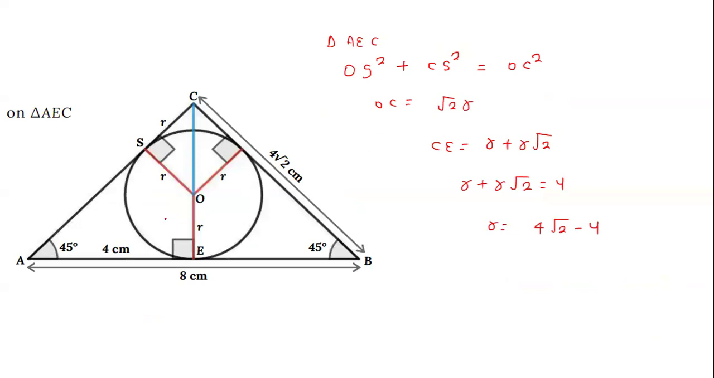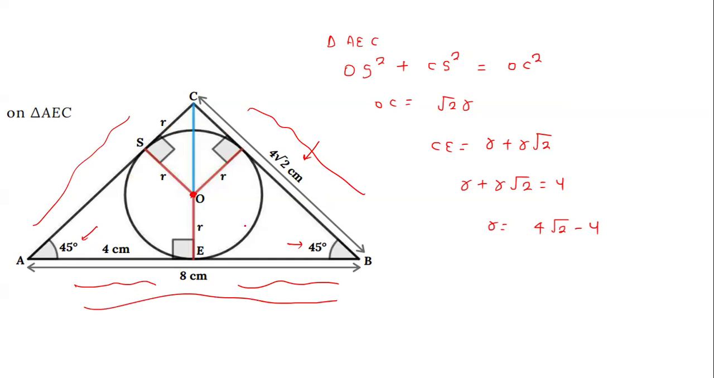So now we know this is 4 centimeter, this is 4 centimeter, this is 4 root 2, this angle is 45, this angle is 45. We know all those details. Now let's suppose the center of the circle is O, and if I draw perpendicular to the tangents, like all these three sides are tangent to this inner circle.